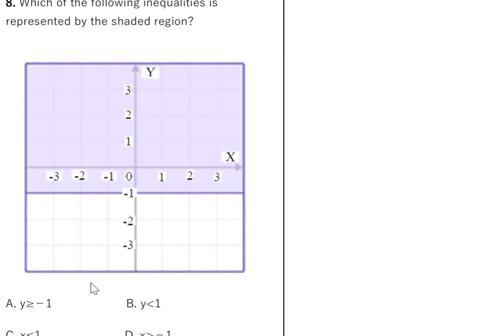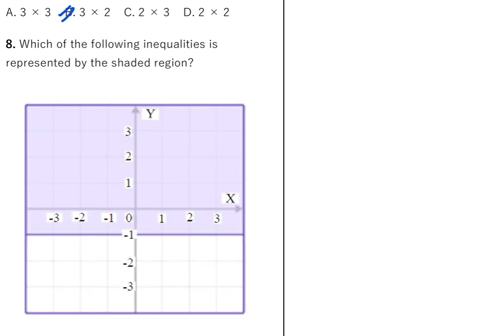Number 8. Which of the following inequalities is represented by the shaded region? So you can see this is the shaded region. So we need to get the inequality. It is very easy to know. So the first step is to look at the line. You can see the line is continuous.